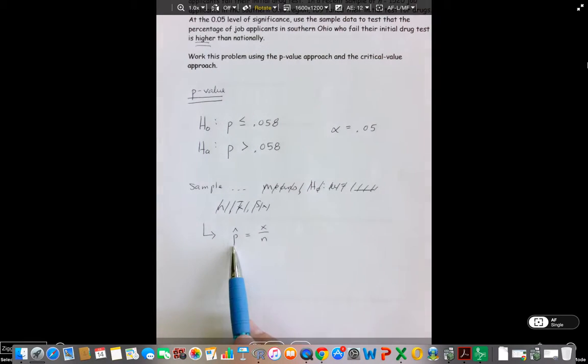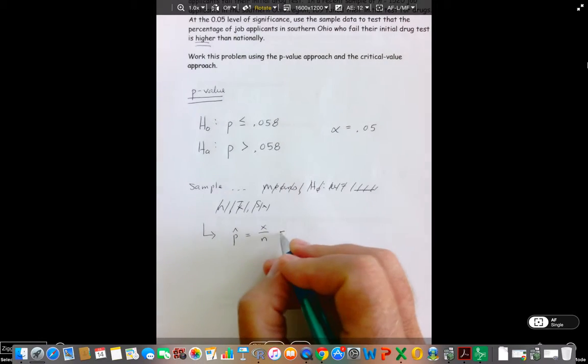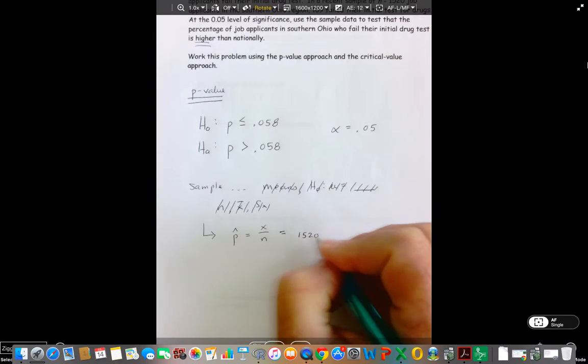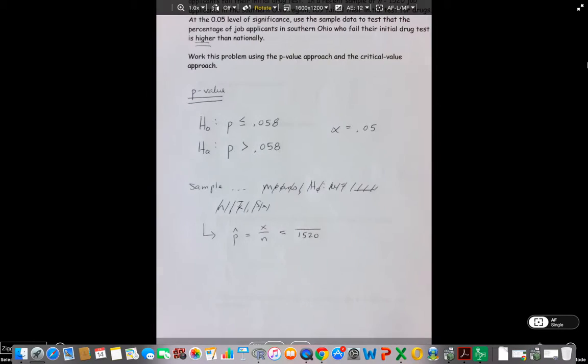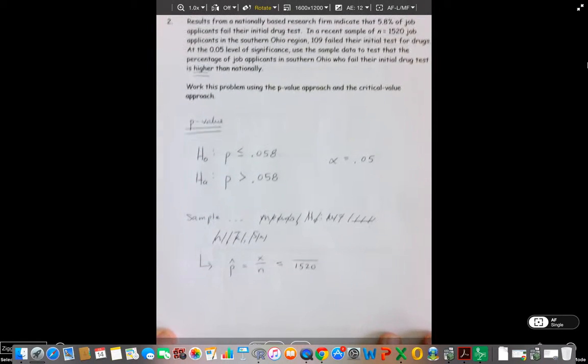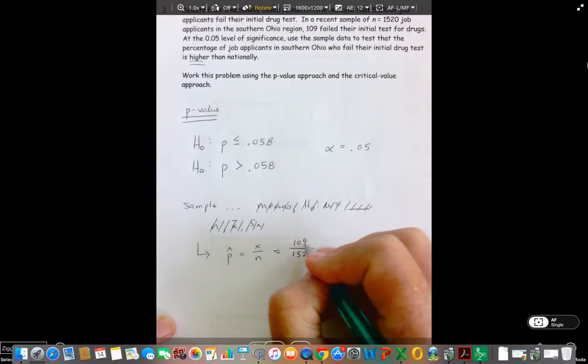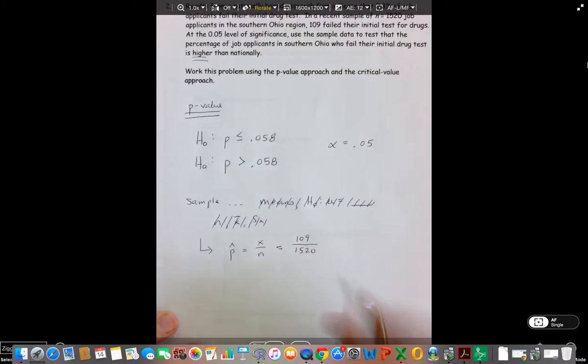P hat is your sample proportion. We talked about this before. X is the count out of your sample that has the characteristic you're measuring. N is your total sample size. So for this problem, our total sample size would be all of the people in Southern Ohio who took an initial drug screening test. And then X would be the count out of the 1,520, namely 109, who failed.